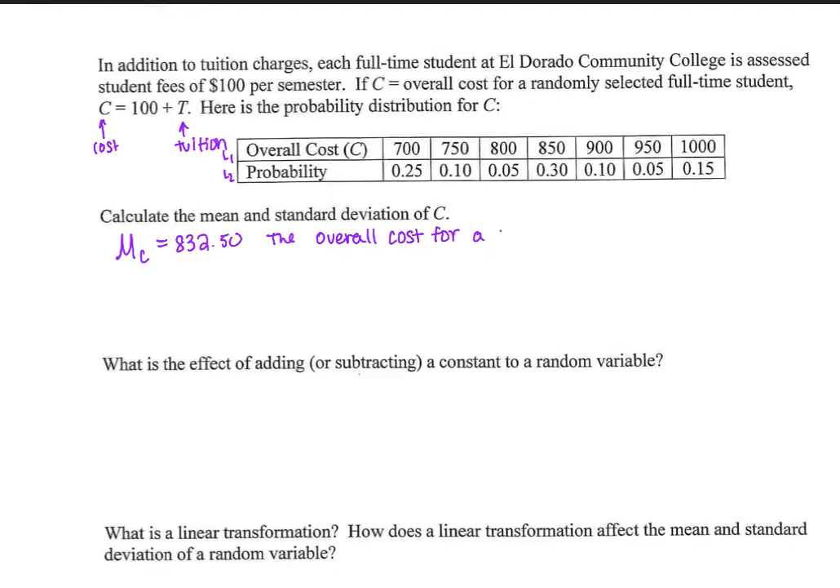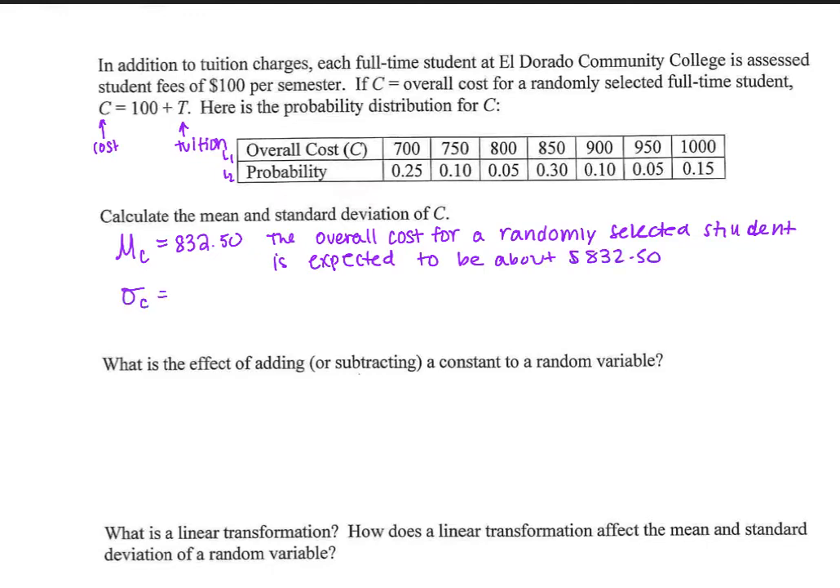And so the overall cost for a randomly selected student is expected to be about $832.50. And we can get the standard deviation from our one variable stats as well, 102.84.